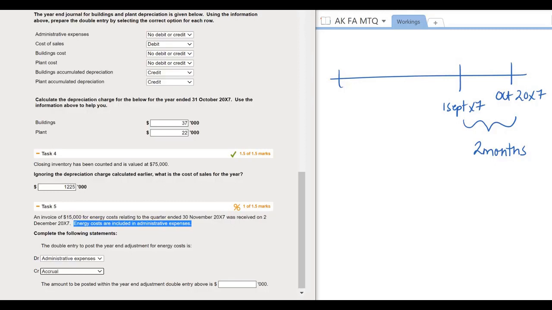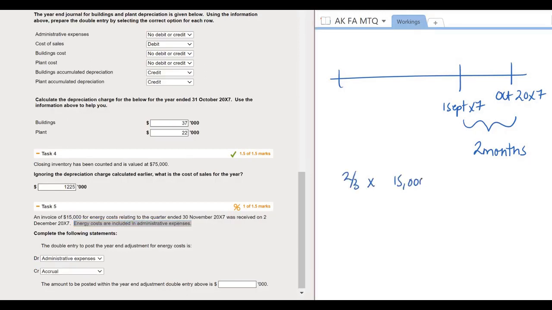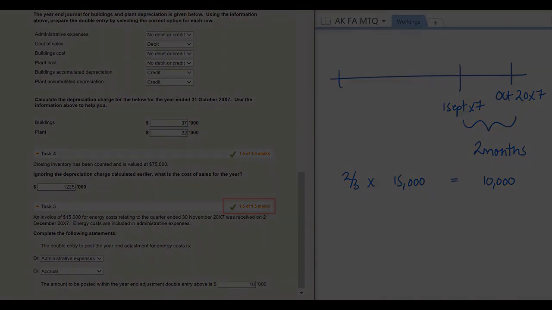The amount that we're going to be posting as a year-end adjustment is going to equate to 2/3 of the invoice balance of 15,000, because 2 months out of the 3 in that quarter is what's relevant for our year end. This gives us 10,000, so we can simply slot in here the 10,000. And there you can see that we've attempted the question and all parts of it correctly.